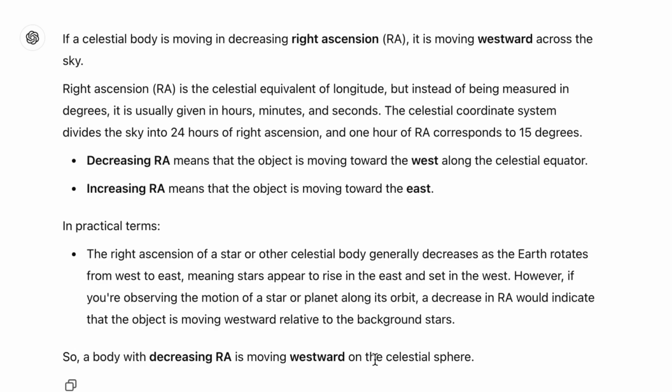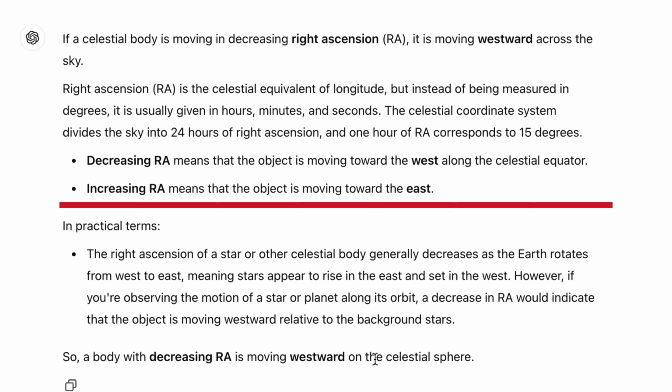Right ascension is the celestial equivalent of longitude, but instead of being measured in degrees, it's usually given in hours, minutes, and seconds. Celestial coordinate system divides the sky into 24 hours of right ascension, and 1 hour of right ascension corresponds to 15 degrees. So decreasing right ascension means that the object is moving toward the west along the celestial equator. Increasing right ascension means that the object is moving toward the east. Let's keep that in mind.